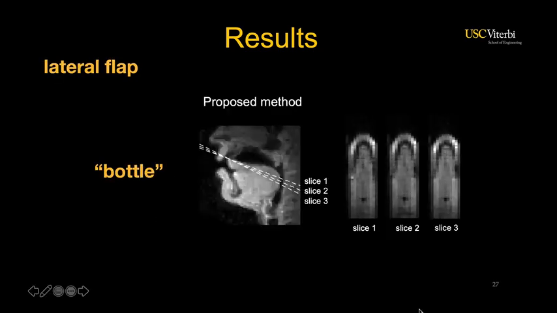The last case shows 3 tilted axial slices in bottle. Clear dark channels at the sides of the tongue are detectable, representing the lateral airflow. We believe the proposed method is capable of capturing the complex tongue shaping geometries.